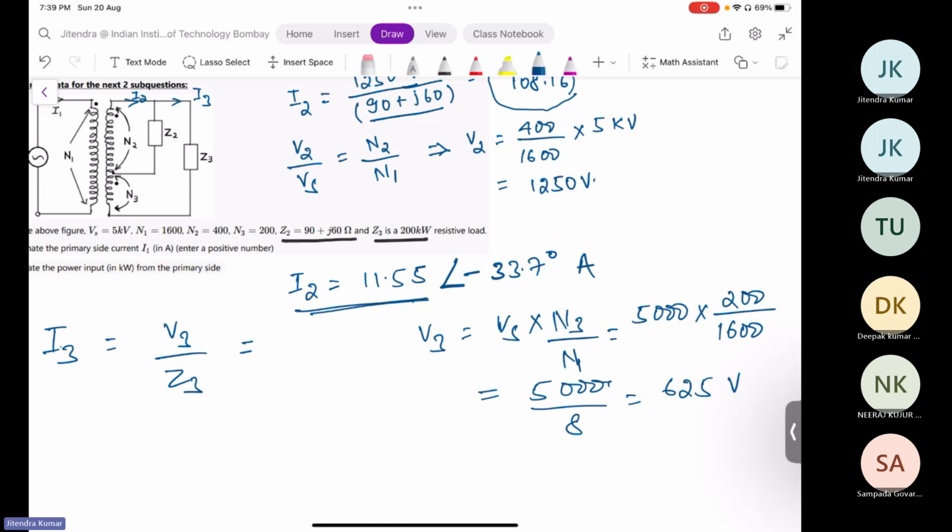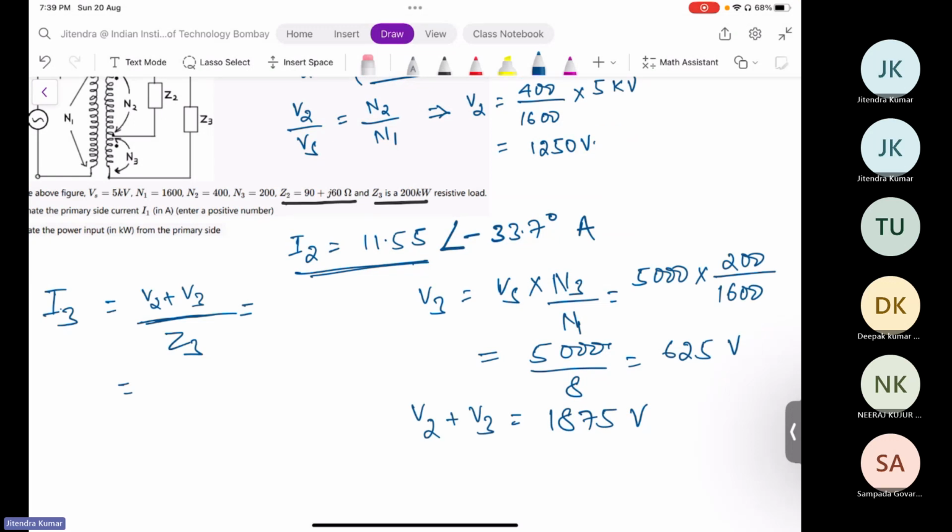5000 divided by 8 is 625 volt. So if you add V2 plus V3, it should be 1875 volt. Okay. And for this I3, we have to write V2 plus V3 divided by Z3. Am I correct?